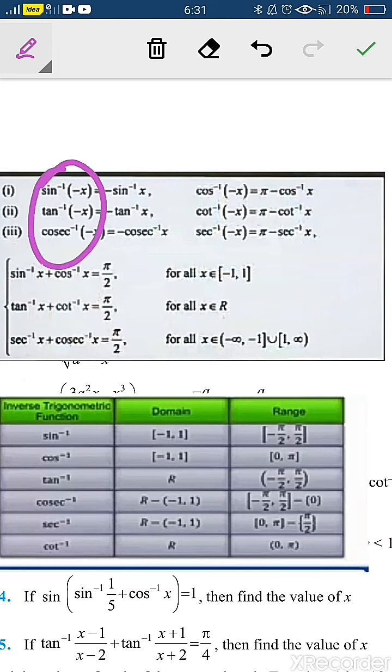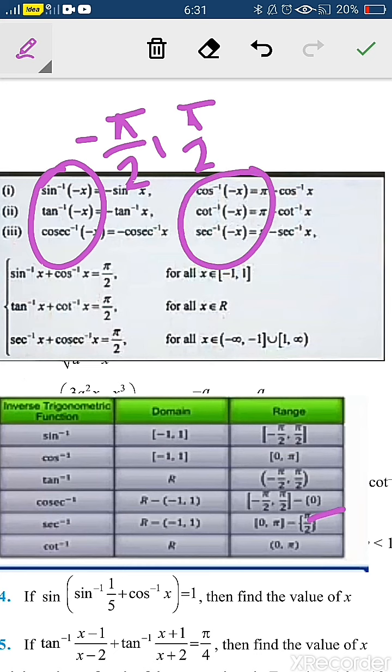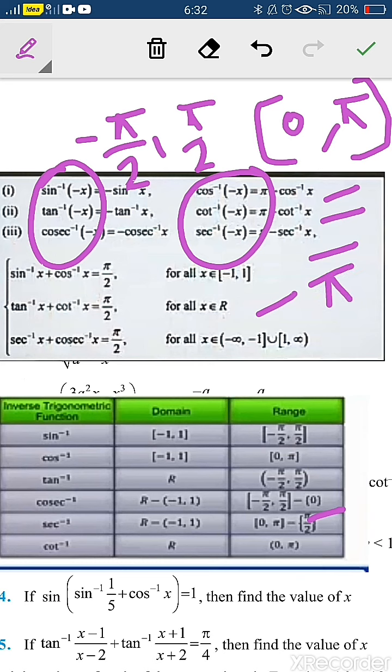Sine, tan and cosecant are friends. Their range is between minus pi by 2 to pi by 2. For sine it is a closed interval, for tan it is an open interval, and for cosecant it is a closed interval except 0. Cos, cot and secant are friends. Their range is 0 to pi. For cos it is closed, for cot it is open, and for secant it is closed, 0 to pi except pi by 2. This is what you have to learn. You have to keep it in mind.